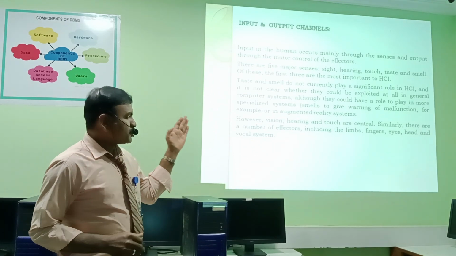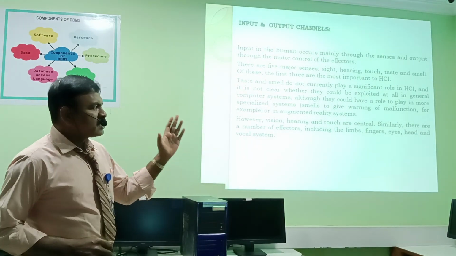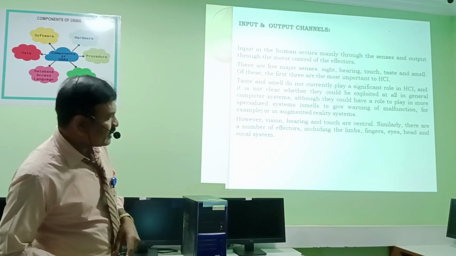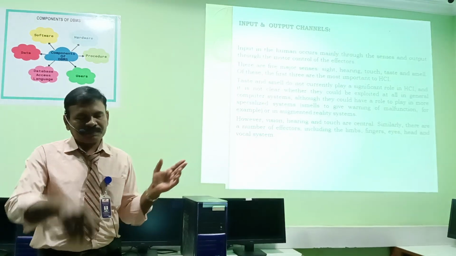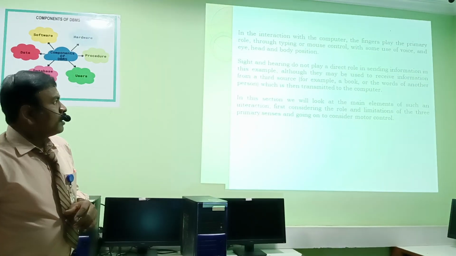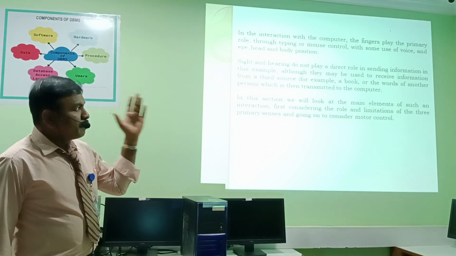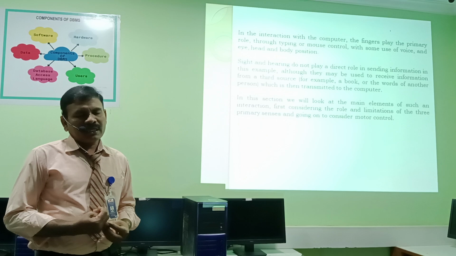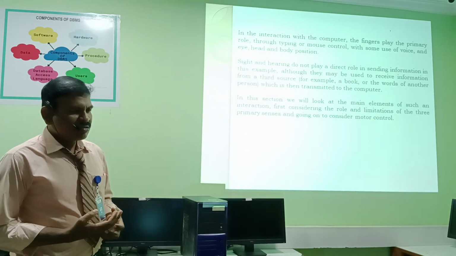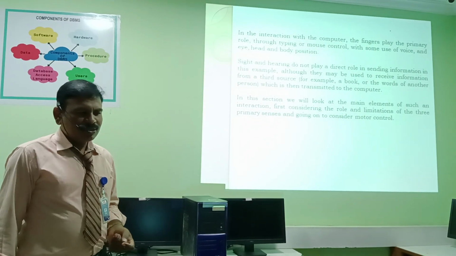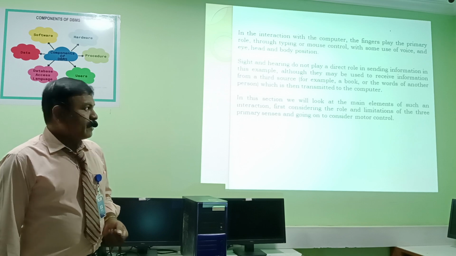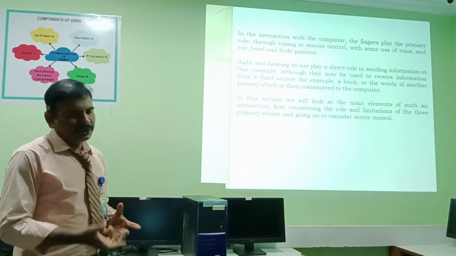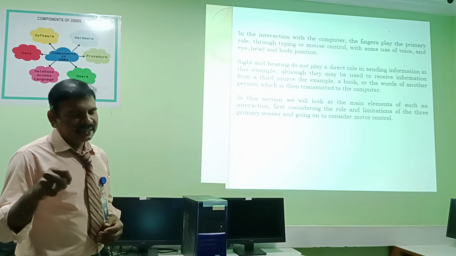However, vision, hearing and touch are essential. Similarly, a number of body parts including limbs, fingers, eyes, head and the vocal system are used. With the computer, fingers play a primary role, like typing, or using a keyboard, mouse and other devices like a joystick. So different devices are used to give input, like writing.